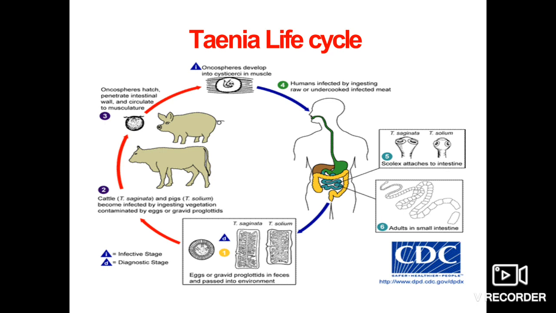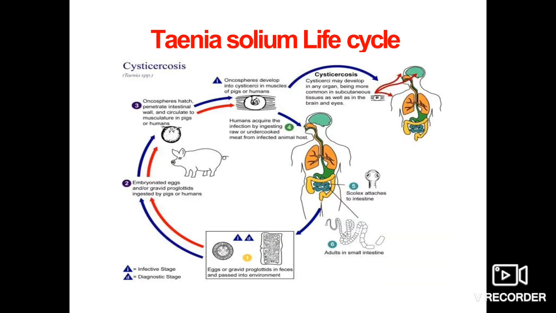Here in the life cycle, you can see the infective stage and diagnostic stage separately. In the case of both Taenia solium and saginata, the diagnostic stage is eggs and the infective stage is the oncosphere, which develops into cysticerci and infects humans. So it's a common life cycle for Taenia species.